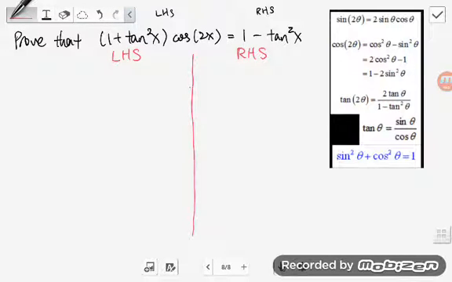Hi, in this video I'm going to show you guys how to solve questions that want us to prove trigonometric equations. Okay, so here we are trying to prove that 1 plus tangent square x multiplied by cos 2x is equal to 1 minus tangent x squared.